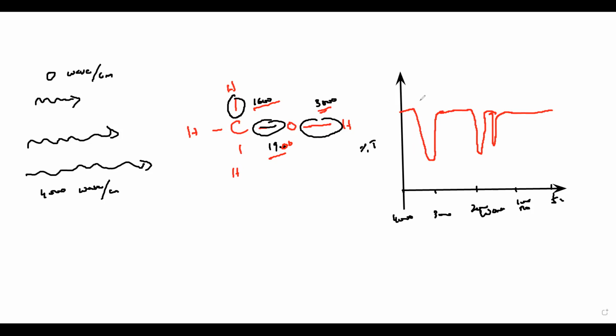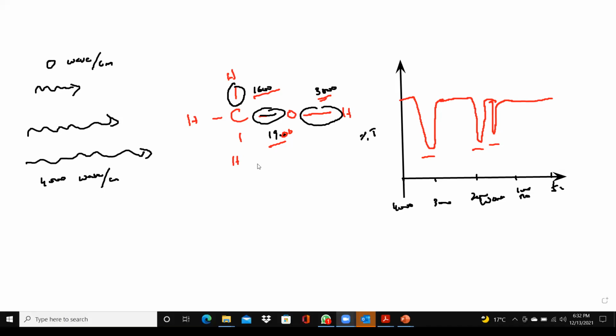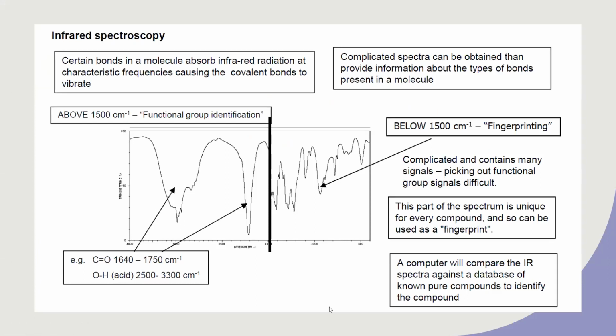The amount of absorption depends on the type of the bond. Some have strong absorption: if the depth of the peak is more, it means strong absorption. If the depth is small, it means weak absorption. So using these numbers, using the area where the absorption occurs, we can identify the type of the bonds present in the molecule. So IR, or infrared spectroscopy, is mainly used to identify the type of the bonds which are present in the molecule.